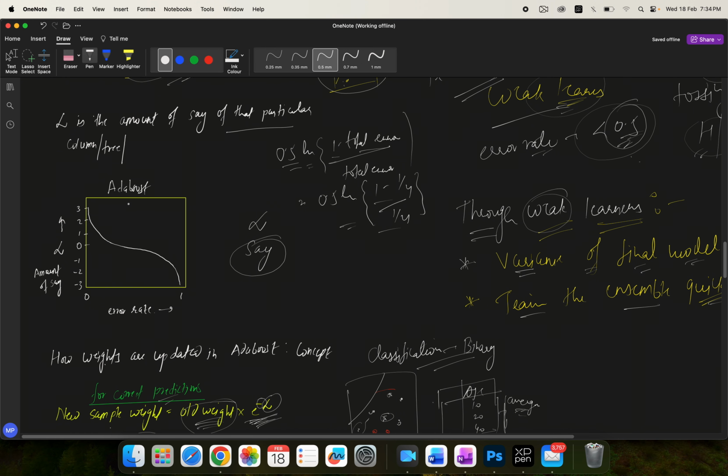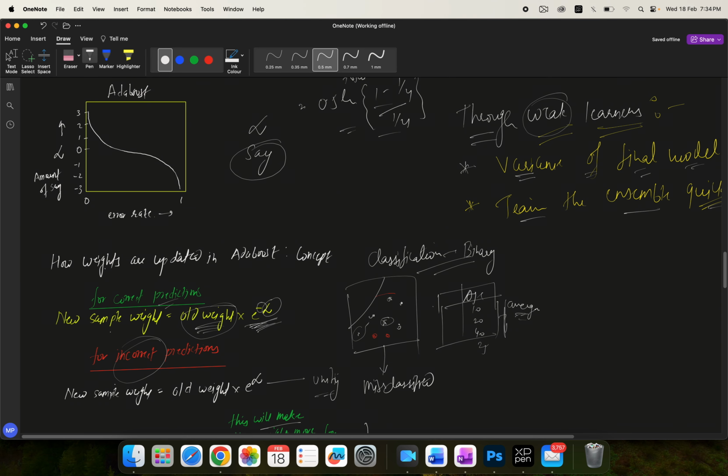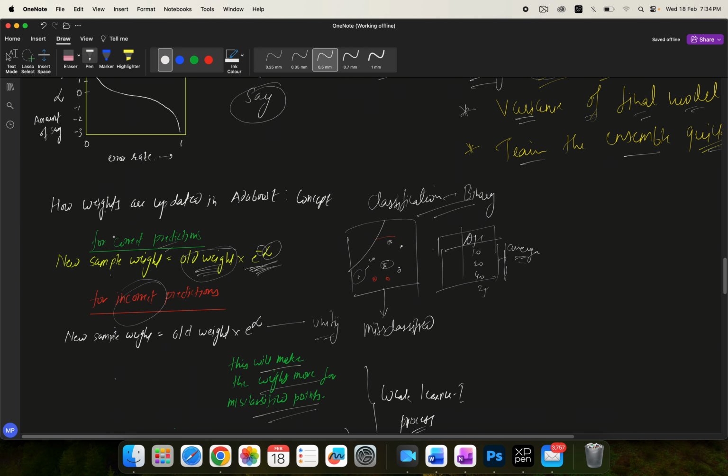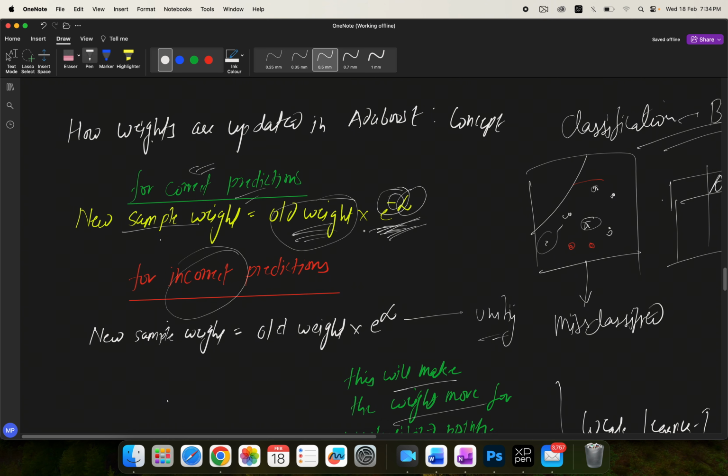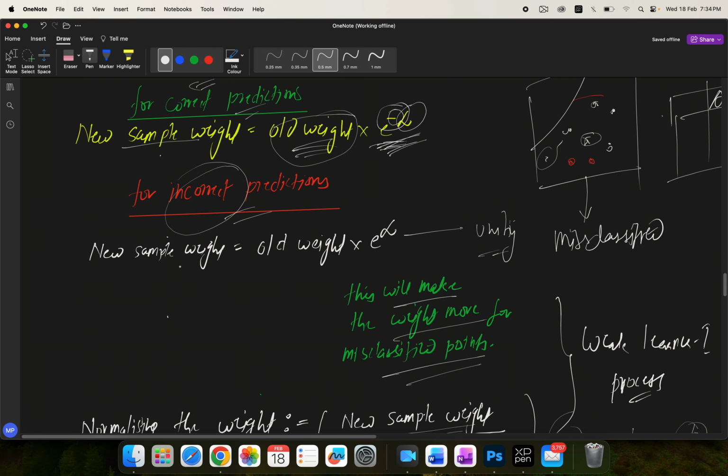So we have already found out the amount of say, that is alpha. And the idea behind the updating of weights in the AdaBoost model is like this. For correct predictions, the new sample weight becomes old weight times e to the power minus alpha. So for correct predictions, we don't give importance, right? That is why we are considering a negative sign with alpha. And for incorrect predictions, the sample weight will be old weight times e to the power alpha. So this will make the weight more for misclassified points, right?